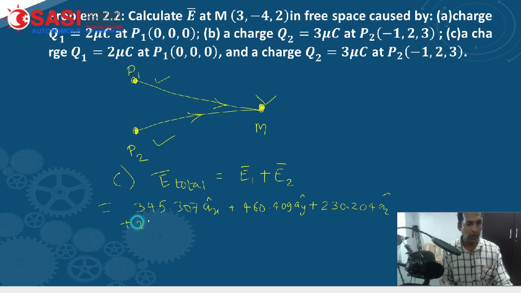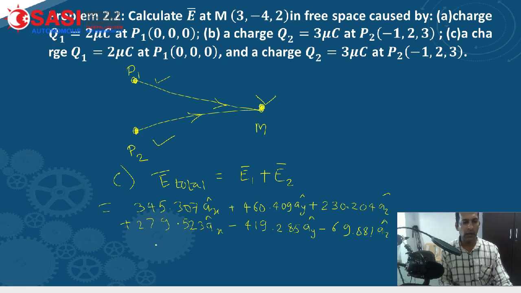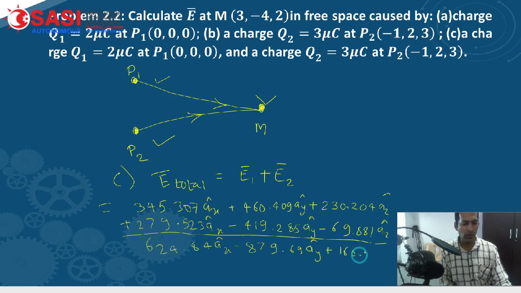E2, which we just calculated, is 279.523 AX cap minus 419.285 AY cap minus 69.881 AZ cap. If we solve this, we'll get the total overall electric field intensity. Addition of these two gives 624.84 AX cap minus 879.69 AY cap plus 160.323 AZ cap. So this is the total electric field intensity due to E1 and E2.